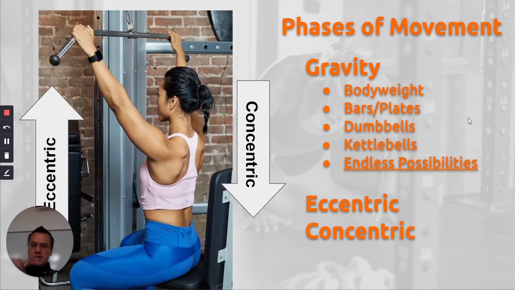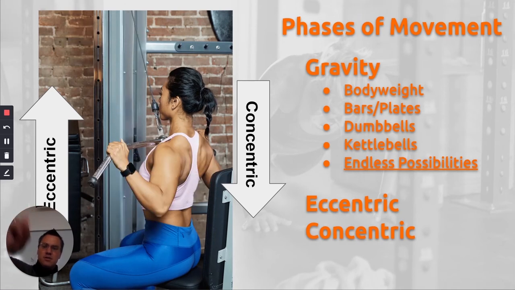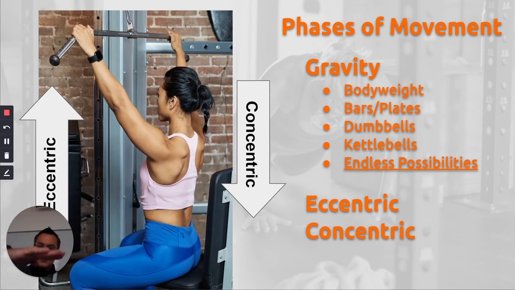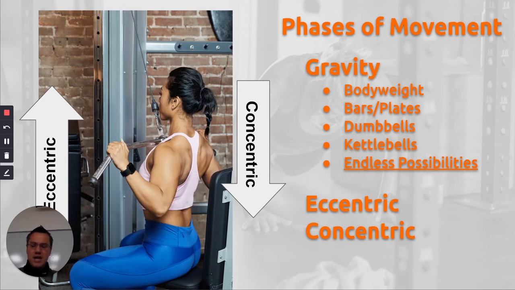Okay, so the question is now, here's a woman using a machine. Which part is the eccentric part? Is it when she's coming down? Is that the eccentric portion? Or is it when she's going up? I want you to think about that for a second. Where's the eccentric part? Where are her muscles working with gravity and where are her muscles working against gravity?